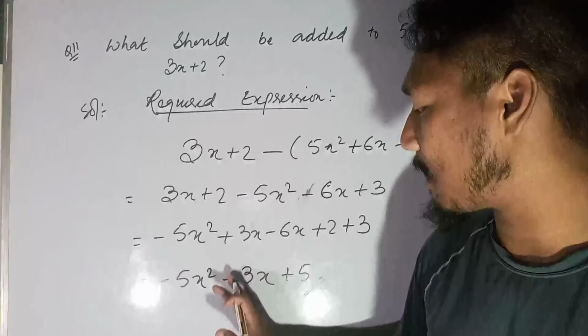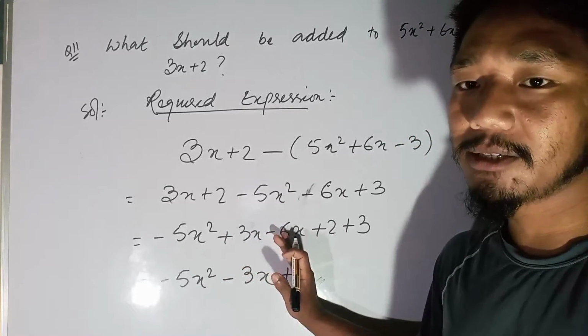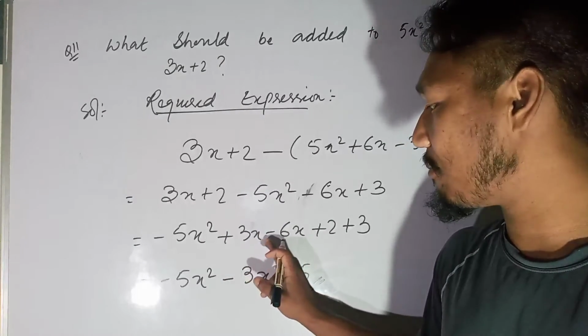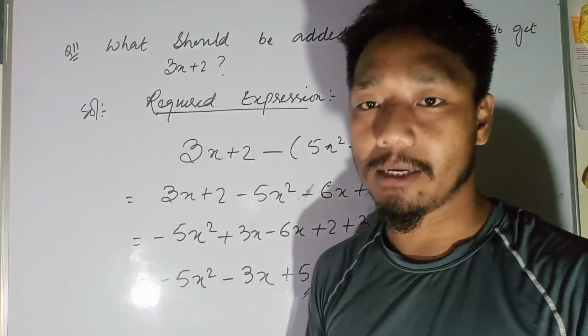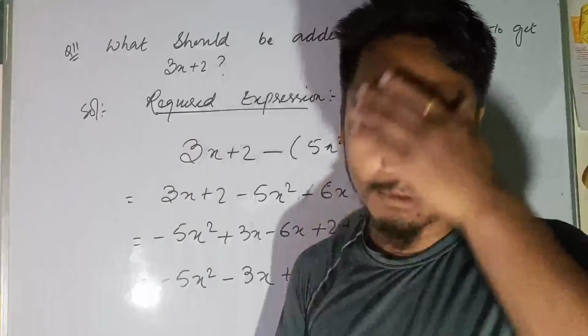6 minus 3 will become 3. 6 is greater than 3, and 6 has a minus sign. That is why we have to put the minus. Okay, you're clear about all this, how to do the subtractions.